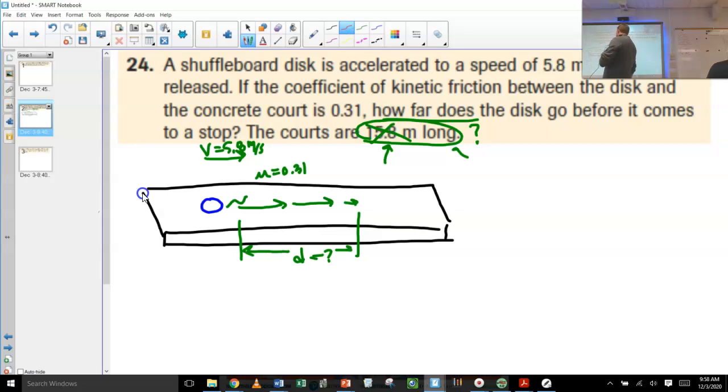So let's start with our forces. So we've got the force of gravity. And this is tricky because they don't tell you the mass of the disk. And super secret, if they don't tell you something and you need it, it probably doesn't matter. So make up a mass.